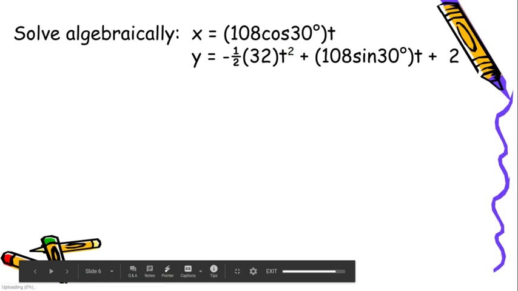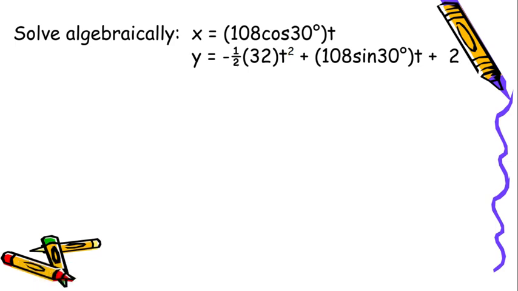Okay, so to solve this question algebraically, we still would set up the same system of parametric functions for x and y, which are given right here. And then we would solve algebraically. So the question is, is the ball going to be a home run?